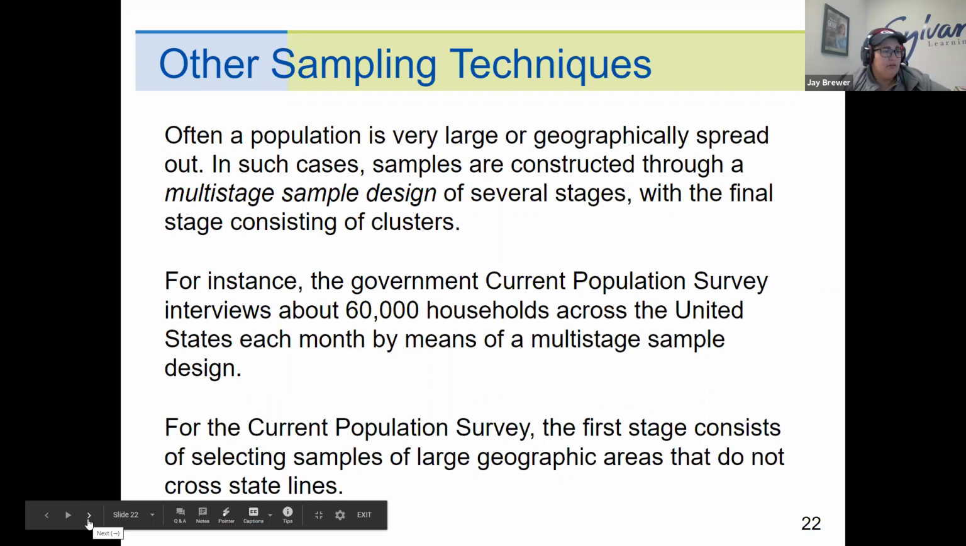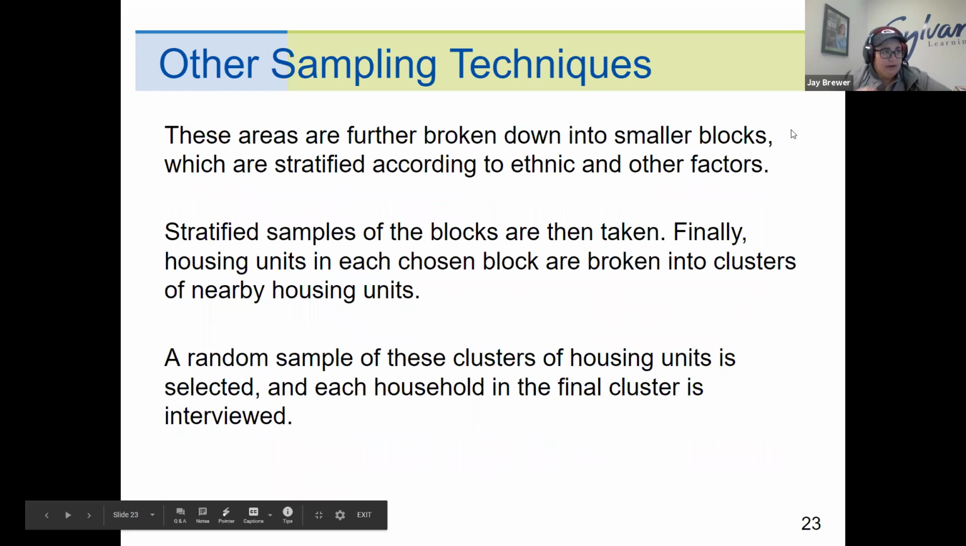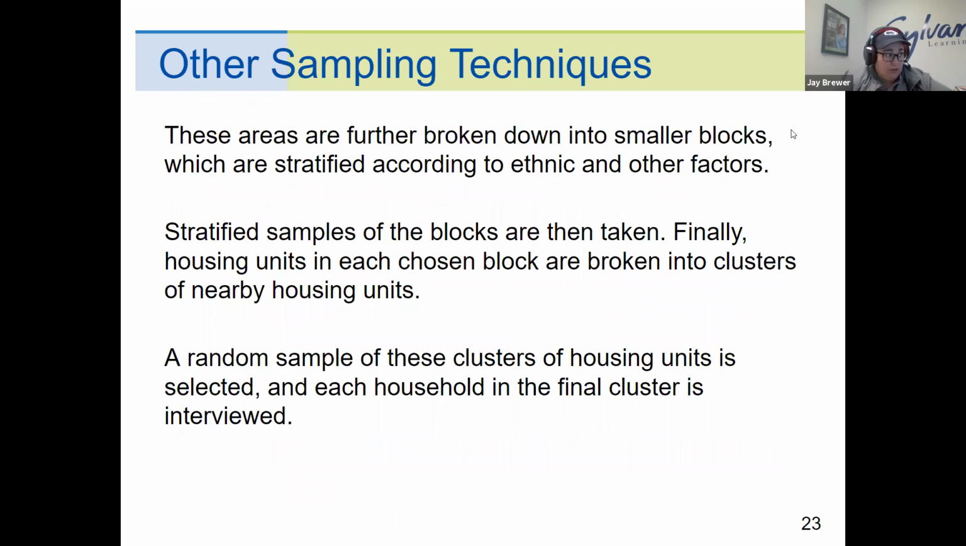Okay, so let's think about it. So the first thing they did is they found their geographical region that didn't cross the state line. So they could have up to 50 of those, right? We have 50 states. They then broke it down into smaller blocks. But look at what they used to figure out their breakdowns, ethnic and other factors. So is your sample really going to be comparative? What would a better approach be to making a comparative sample there?